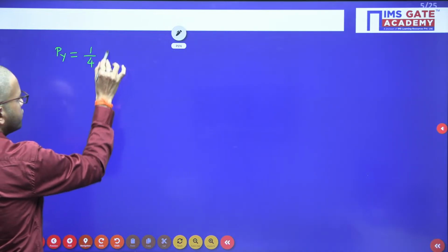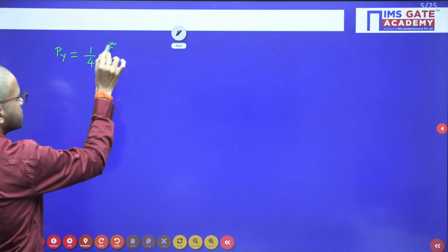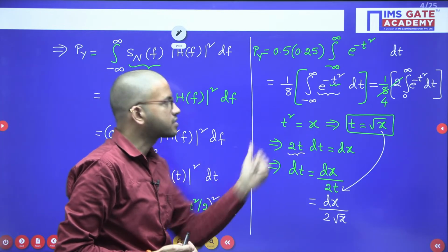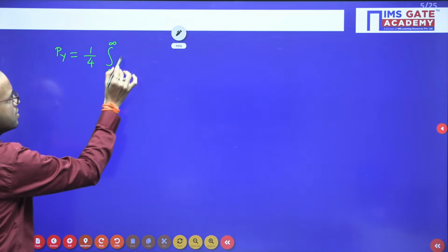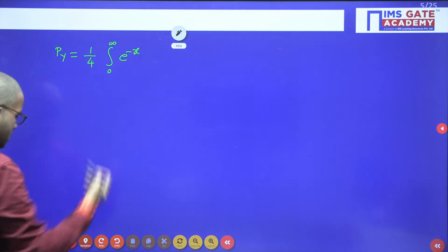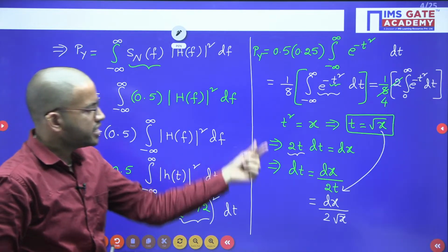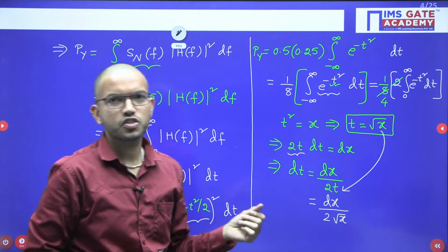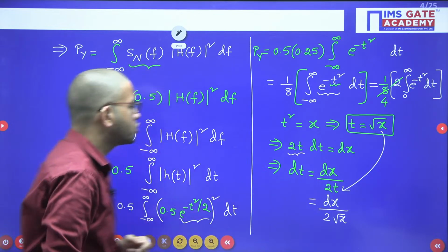So here 1 by 4 integral 0 to infinity e power minus x into dt, which is nothing but dx by 2 times root x. Yes, very good Manoj. Dx by 2 times root x.